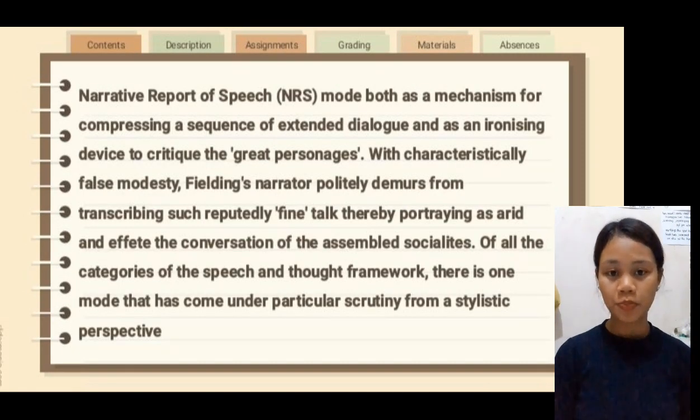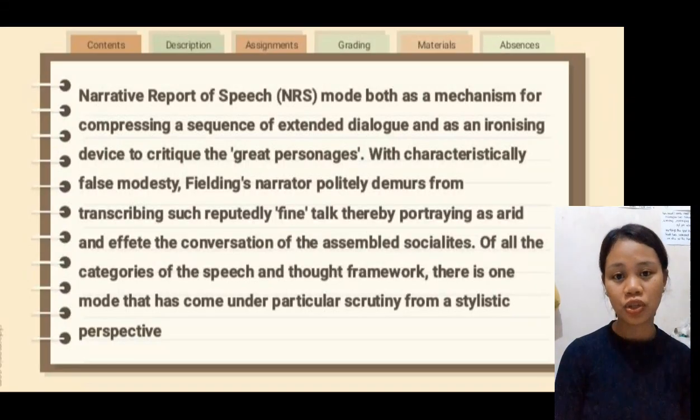Narrative report of speech, or NRS, works both as a mechanism for compressing a sequence of extended dialogue and as an ironizing device to critique degraded personages with characteristically false modesty. Fielding's narrator politely demurs from transcribing such reputedly fine talk, thereby portraying the conversation of assembled societies as effete.